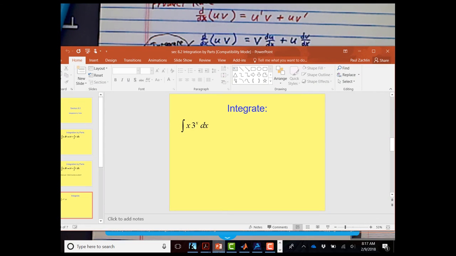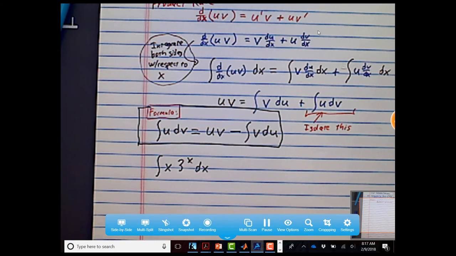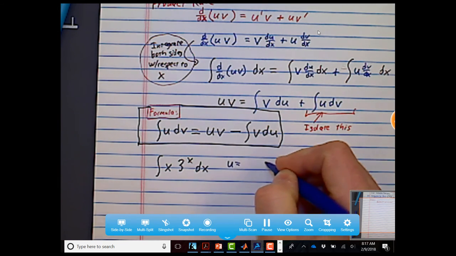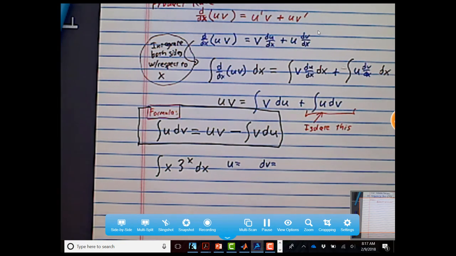So let's try this one. Yeah, that's a good problem. Let's integrate x times 3 to the x dx. So let's see how that looks. X times 3 to the x dx. So I know it's a product, and so I'm thinking, okay, I want to try to integrate by parts. U equals and dv equals. I'm going to write these two expressions down.